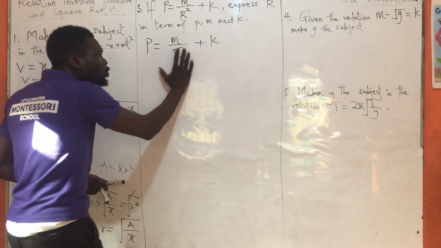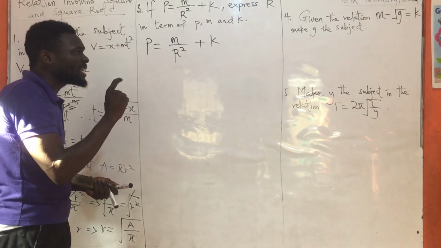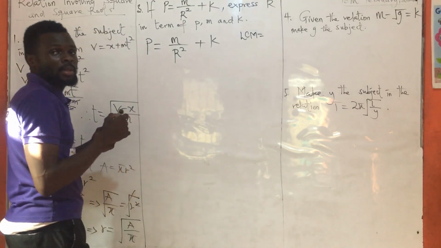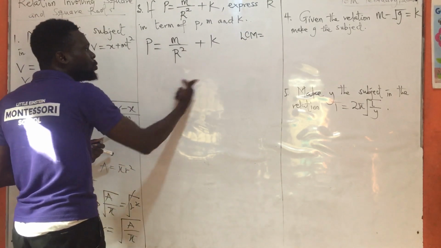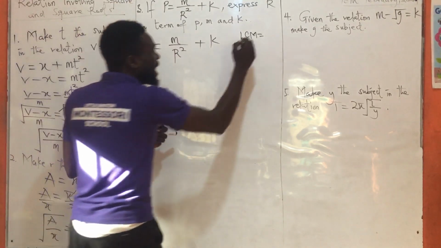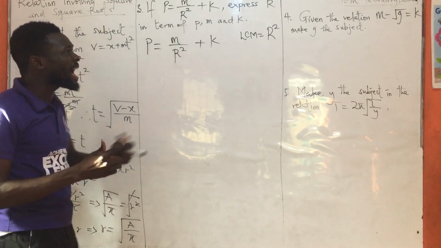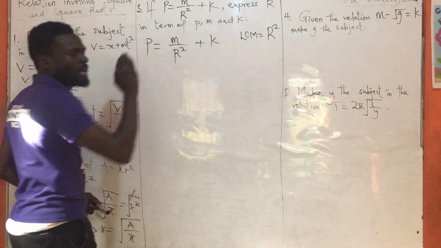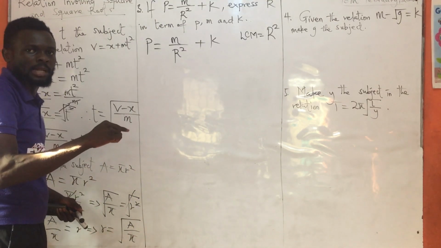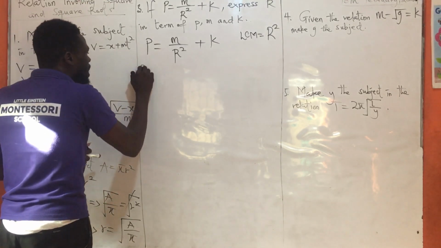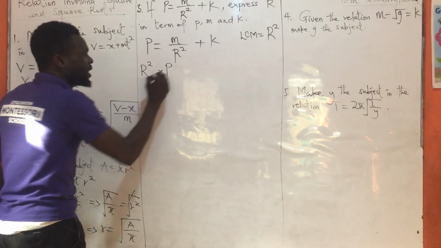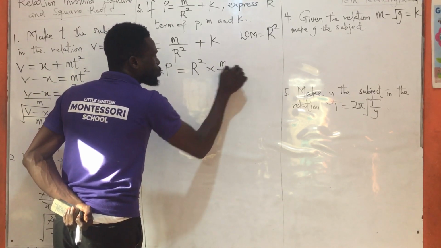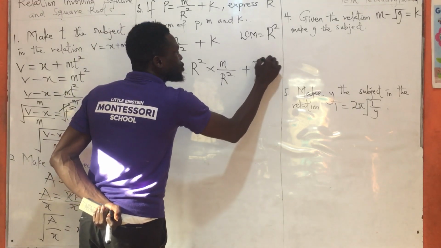Since there is fraction, you don't even concentrate on the square. Since there is a fraction, I will have to get rid of the fraction by first finding my LCM. Now my LCM is the denominator, since that happens to be the only denominator in the relation. So my LCM is r squared. Now once I have my LCM, r squared, what do I do? You multiply each term by the LCM. That was what we did previously. So I am going to say r squared times p is equal to r squared times m over r squared plus r squared times k.